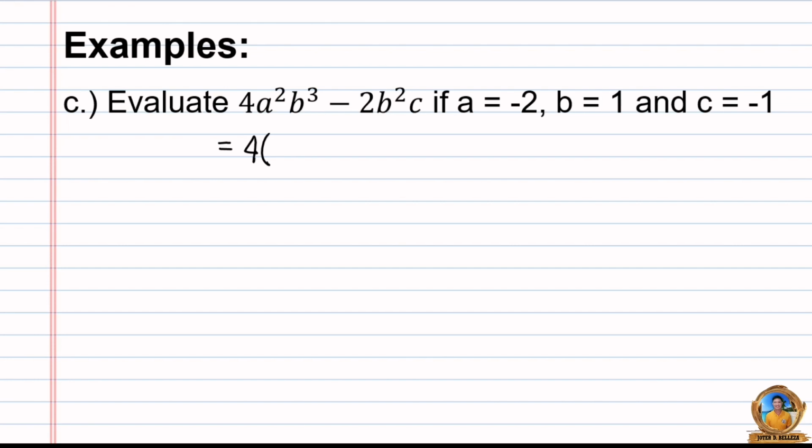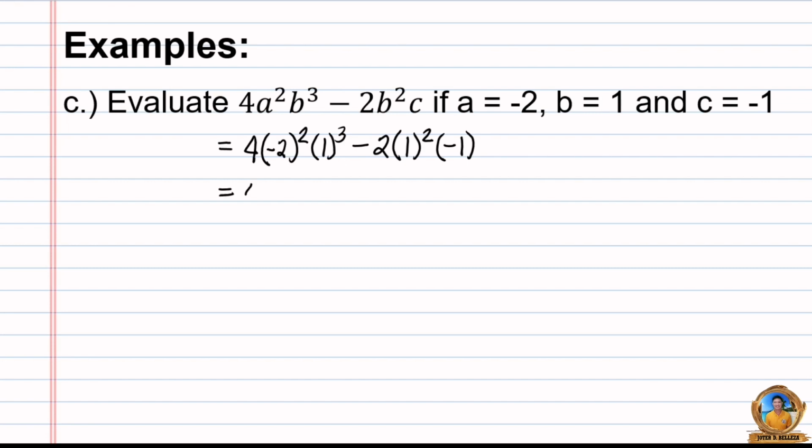We know that a is negative 2, so that will be negative 2 squared, and b is equal to positive 1, so that will be times 1 cubed minus 2. Our b is positive 1, so that will be 1 squared times the value of c, which is negative 1. So, yan lang yung ipapalit natin. So, we have now 4 times the quantity of negative 2 squared times 1 cubed minus 2 times 1 squared times negative 1. So, umpisahan na natin ang pag-simplify.